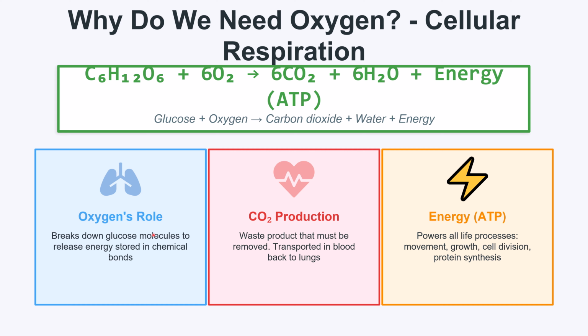Oxygen's role: the role of oxygen is to break down glucose molecules to release energy stored in chemical bonds. Carbon dioxide production: a waste product that must be removed, transported in blood back to the lungs. Energy, that is ATP, powers all life processes: movement, growth, cell division, protein synthesis.